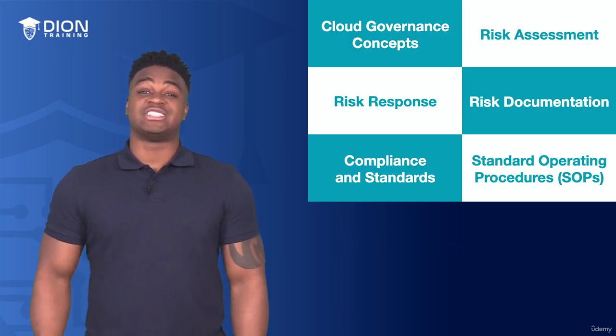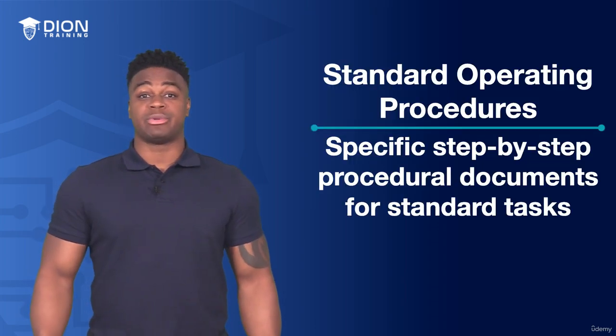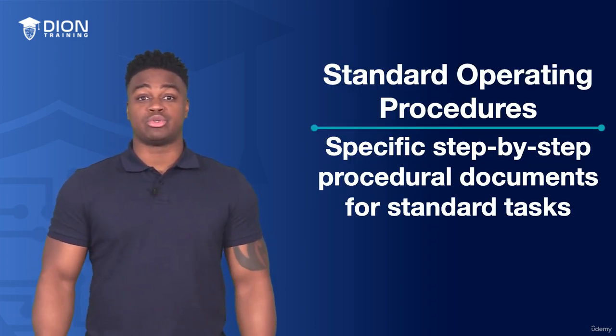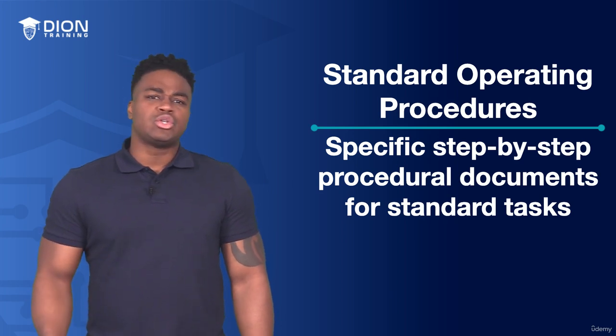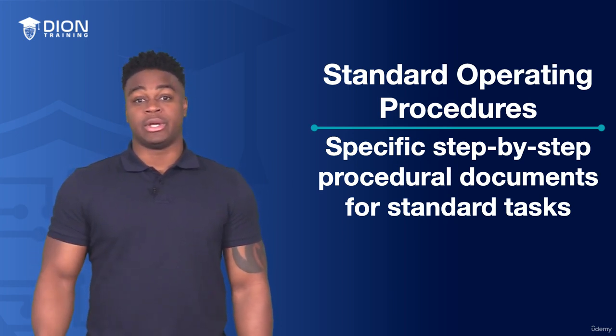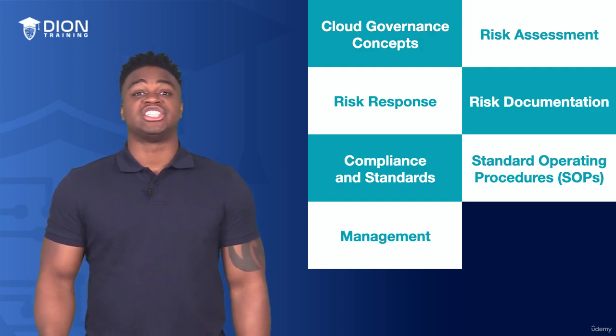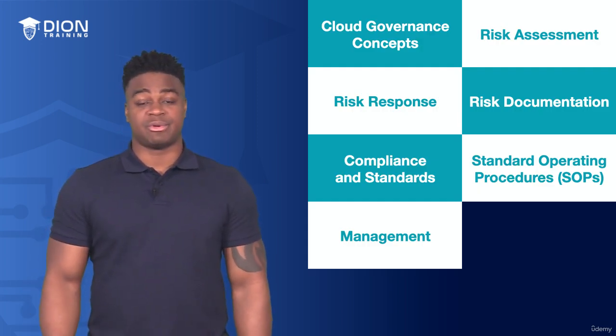Then we will cover standard operating procedures, also known as SOPs. Standard operating procedures are specific step-by-step procedural documents for standard tasks. The use of SOPs can help reduce errors, mistakes, and misconfigurations while operating in the cloud. After that, we will discuss the management policies such as change management and resource management policies.